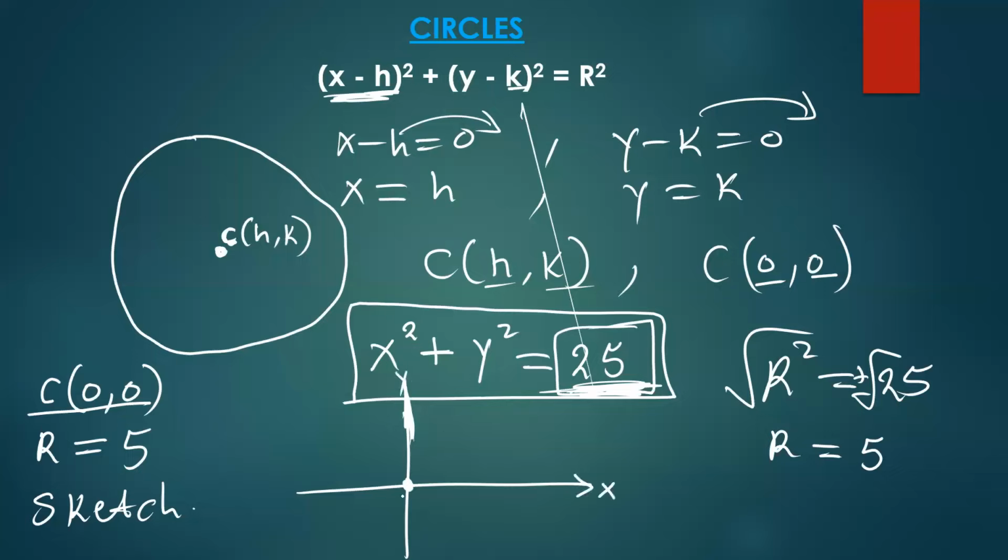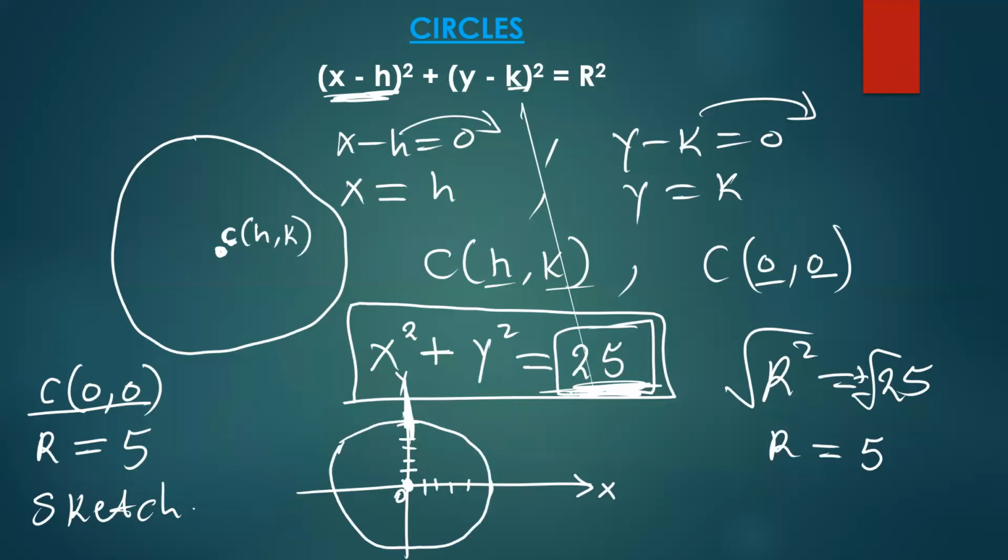So from the center, which is 0, 0 here, you move 5 steps going up, 1, 2, 3, 4, 5. Then you also move 5 steps going this side, 1, 2, 3, 4, 5. Then you draw your circle like that.